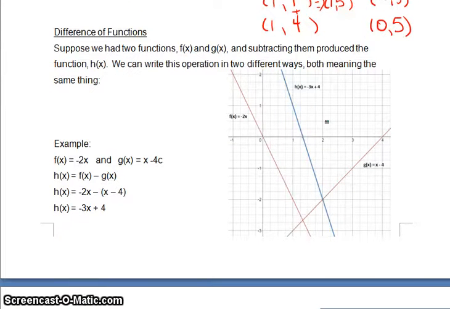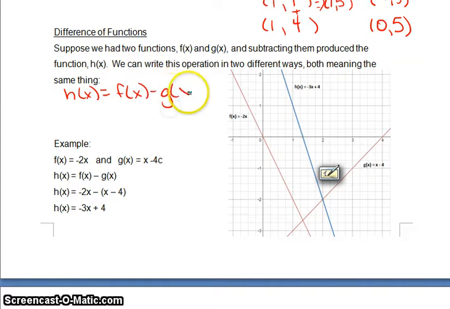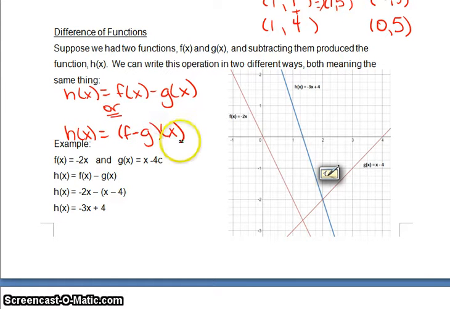So moving on to the difference of functions. Suppose we had two functions, f of x and g of x, and suppose that we subtracted them and they produced h of x. Once again, we can rewrite this in two different ways, both meaning the exact same thing. Our first way of writing it is h of x is equal to f of x subtract g of x. Or we can write h of x as equal to, in brackets, f minus g, and we're using the variable x there. So they mean the exact same thing.